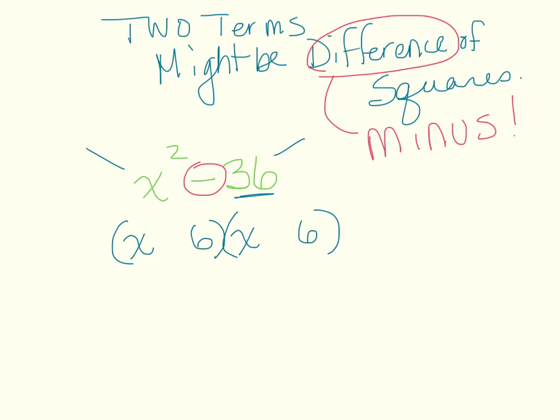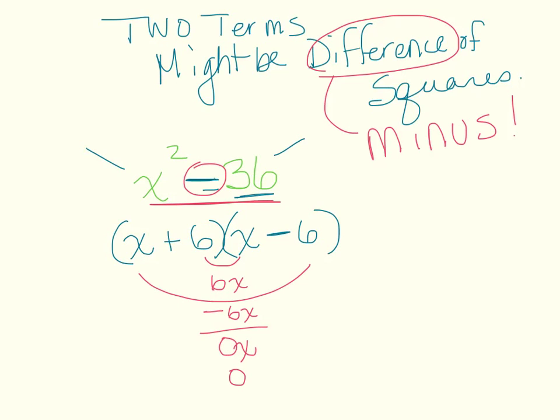Now, what do you do with the signs? Well, I want these 6 and 6 to multiply together to give me a negative. So one's a plus and one's a minus. And the reason this works is because this term gives me 6x, this term gives me minus 6x. What happens when I add my like terms together? I get 0x, which is just 0. So that's why there is no 0x showing here. Okay? So that's called a difference of squares.